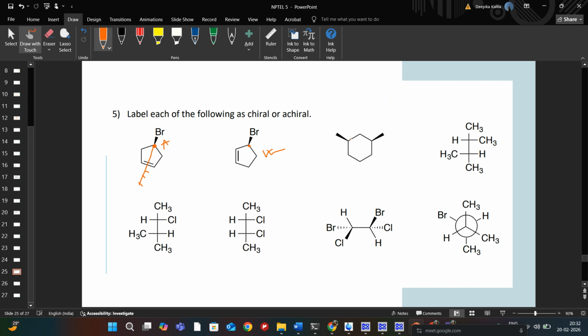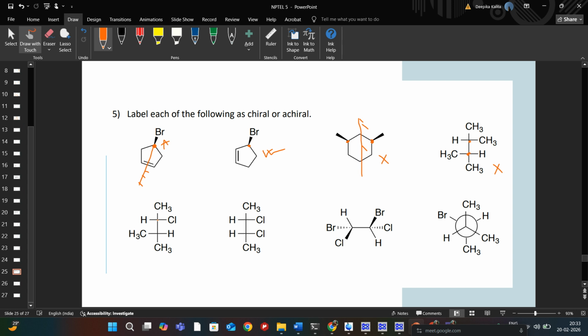Again, the third molecule, although it has chiral centers, is actually a meso compound and it can be divided into two equal halves with respect to a plane of symmetry passing through the molecule. Hence, this molecule will not be chiral and it is a meso compound. In the next compound, there are no chiral centers present and it is a symmetric molecule. Hence, it is also achiral.